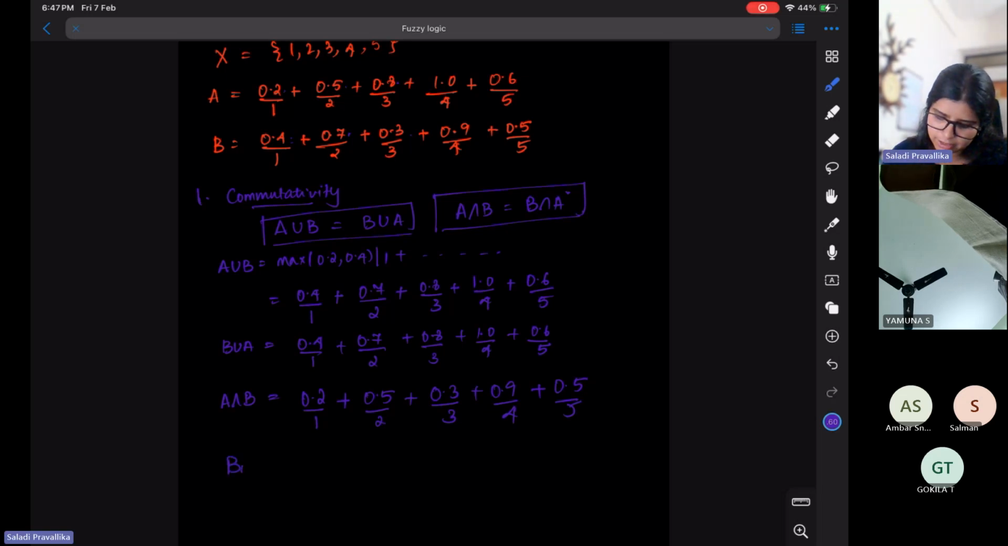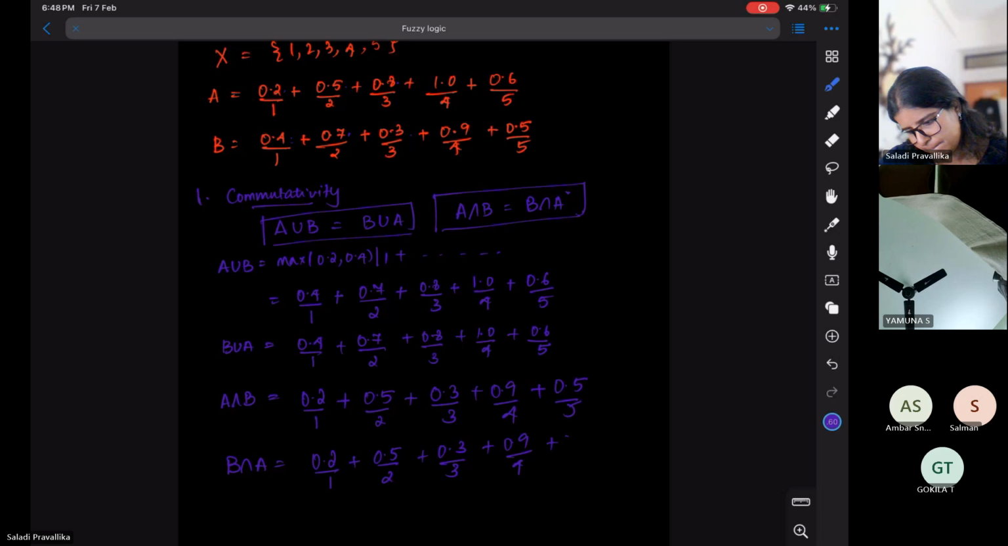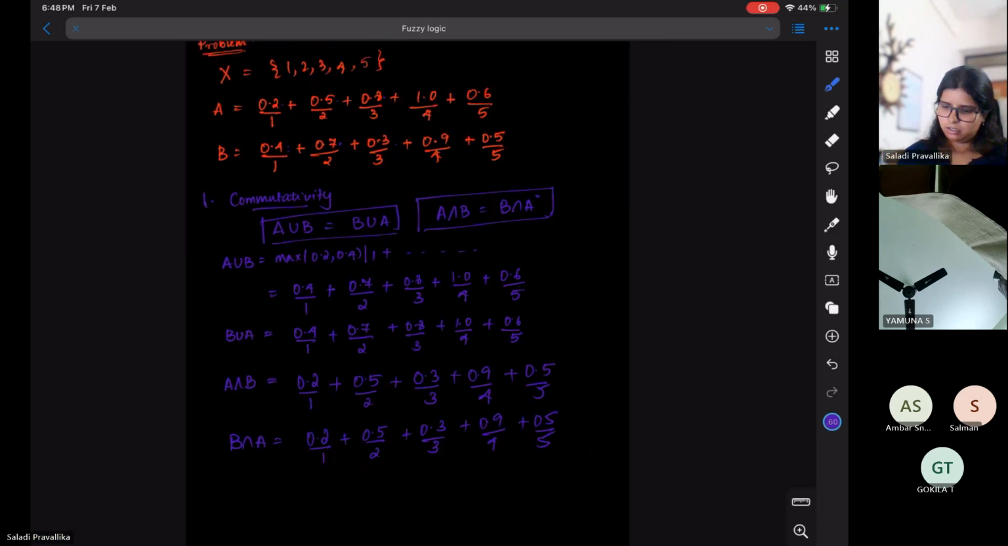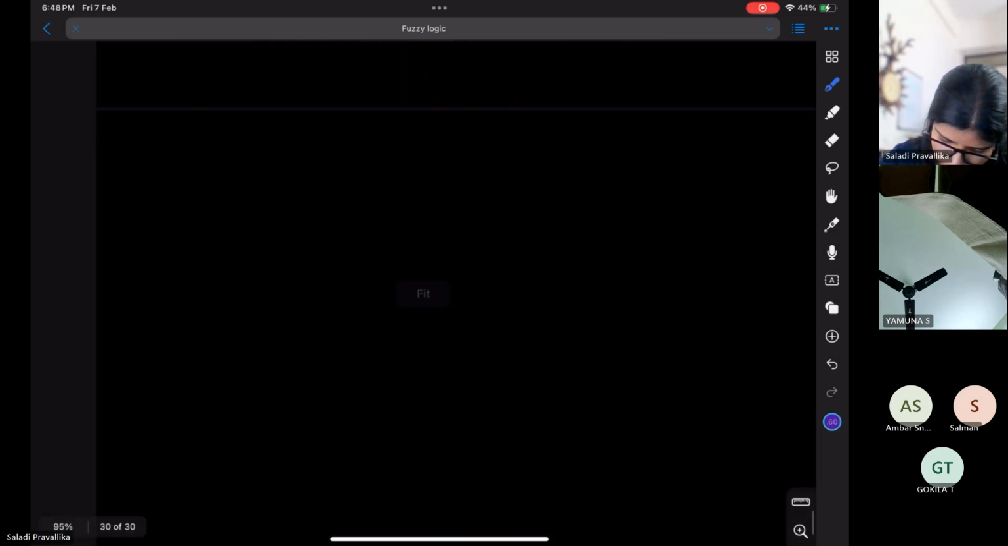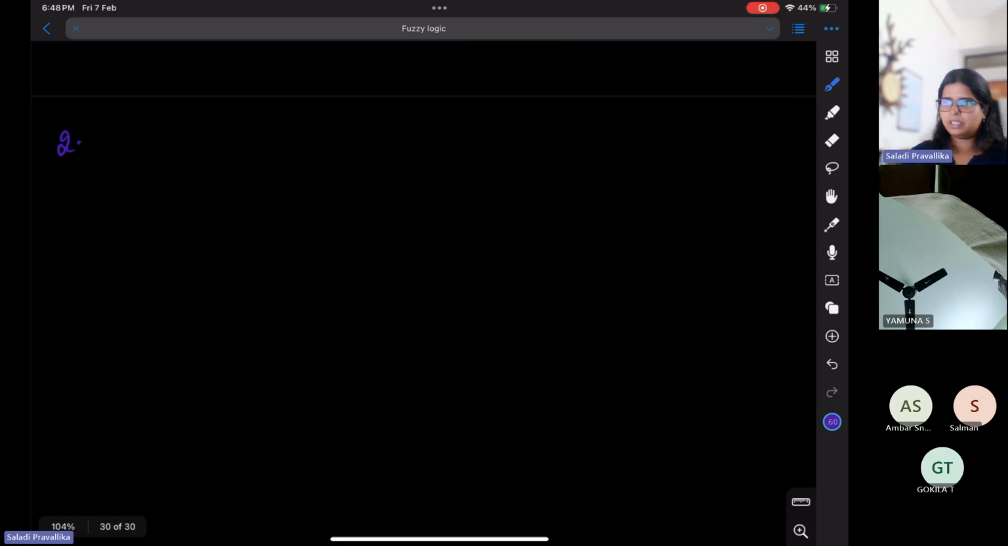So for B intersection A also, we are taking the minimum, again, of the same values, 0.2 and 0.4 for x equal to 1, right? Similarly for all other elements as well, which is going to give us the same values. So which basically concludes that fuzzy sets follow the commutativity property. Right. So the next property that we have is associativity.